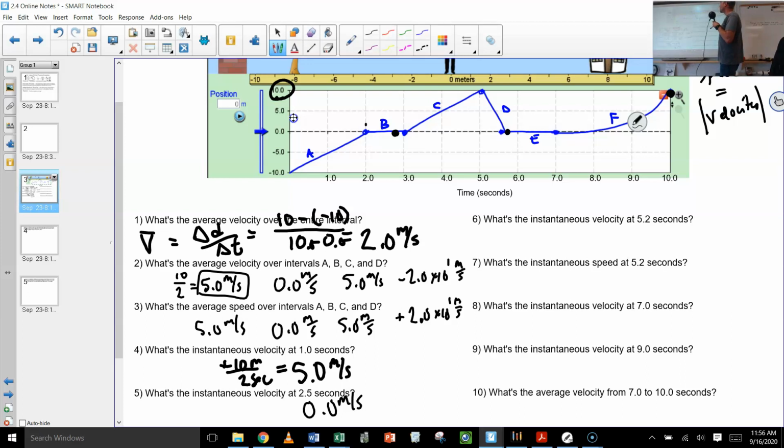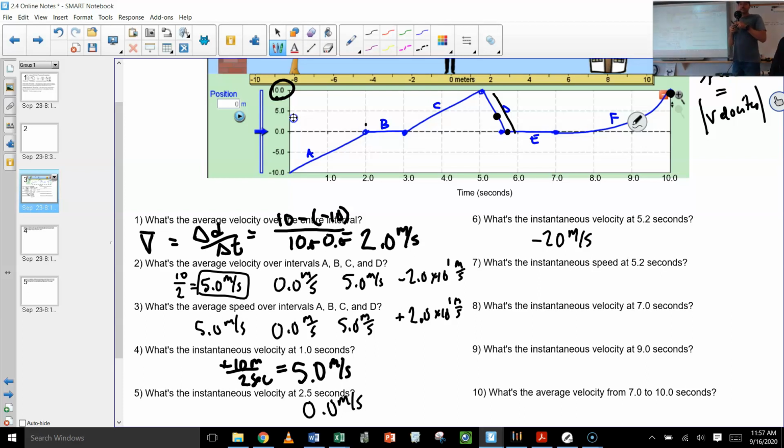Question number 6. What's the instantaneous velocity over here at 5.2 seconds? Maybe you start to see a pattern. It's going to be that negative 20 that we found before. I'm going to just skip my sig figs here. Don't do what I do. It's still negative 20 because this is a constant speed, because it's a straight line, and everywhere on this interval, I'm moving at the same rate.